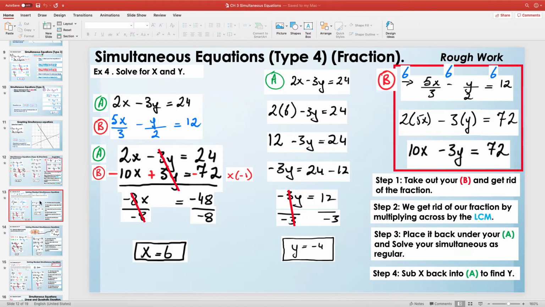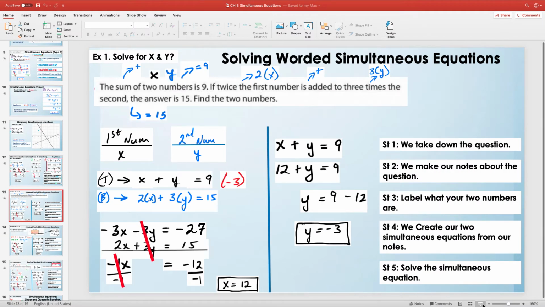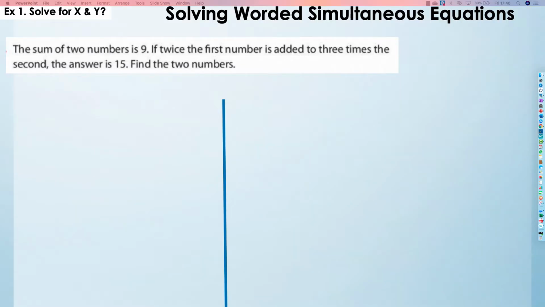Right, leaving cert 1. Well, introduction to leaving cert 1, still slightly junior cert. The sum of two numbers is 9. Twice the first number is added to 3 times the second, the answer is 15. Find the two numbers. This is a basic introduction to a worded simultaneous equation. Anyone, any idea?